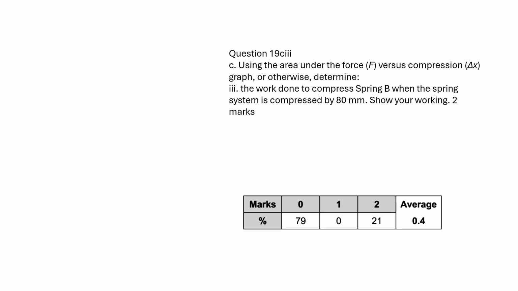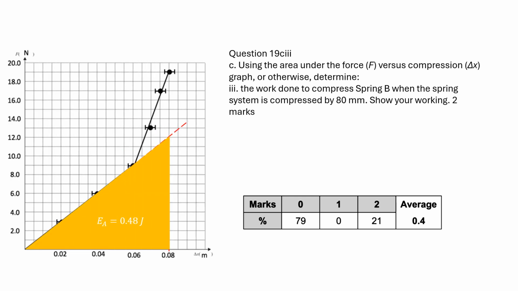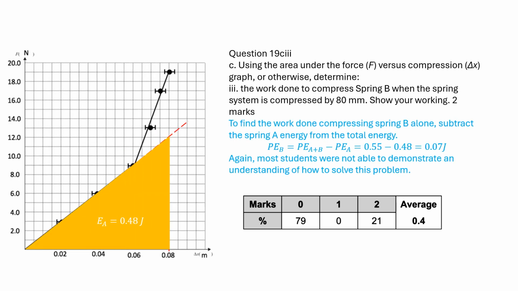To find the work done compressing spring B alone, subtract the spring A energy from the total energy. The spring A energy is calculated in part C1, and the total energy is calculated in part C2.